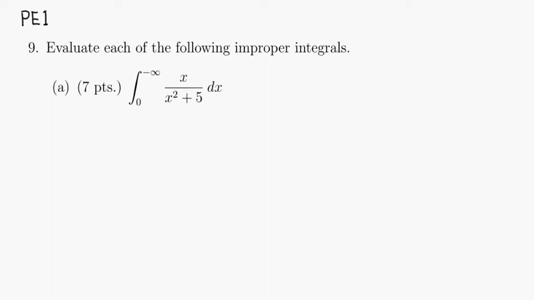bit simpler. Here's the substitution. I'm going to let u be the denominator, so u equals x squared plus 5. Then we take the derivative of u with respect to x. We'll get the derivative of x squared is 2x, and the derivative of 5 is 0 since 5 is a constant.